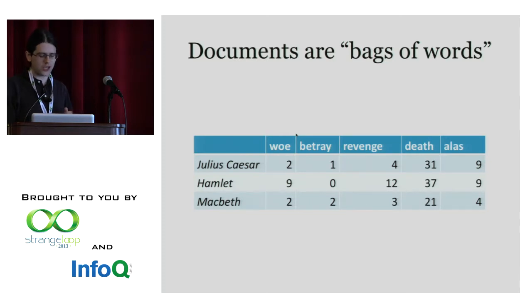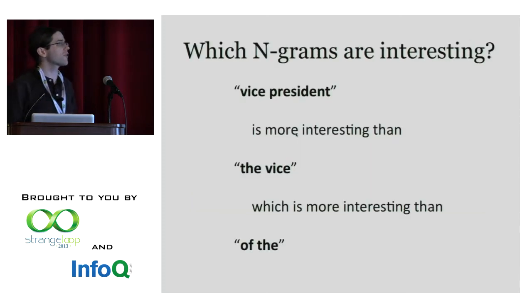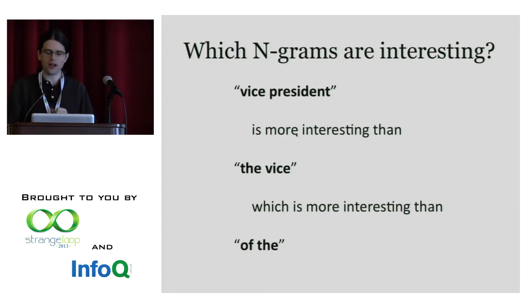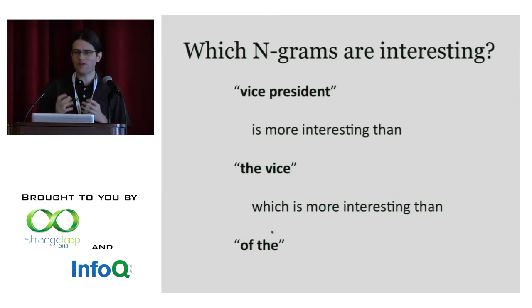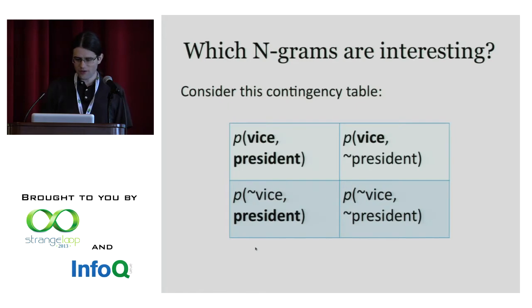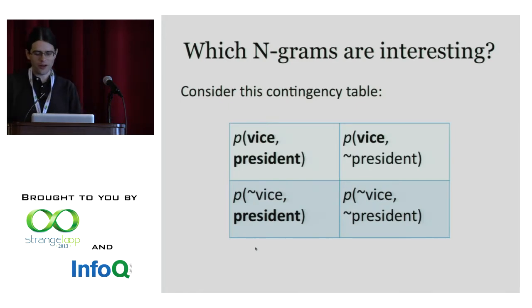How do we decide which n-grams are interesting enough to represent? If we have a text containing the phrase vice president, that's an interesting n-gram. It has a particular meaning. Whereas "the vice" is not such an interesting bigram, and "of the" is a particularly uninteresting bigram. How can we tell the system to make a word count for vice president and not make a word count for of the? And here there's a statistical test that we can apply.